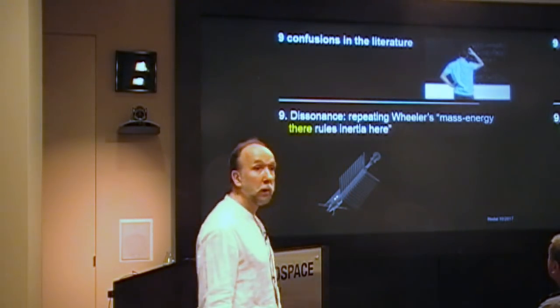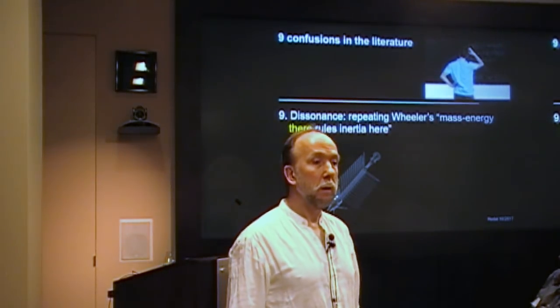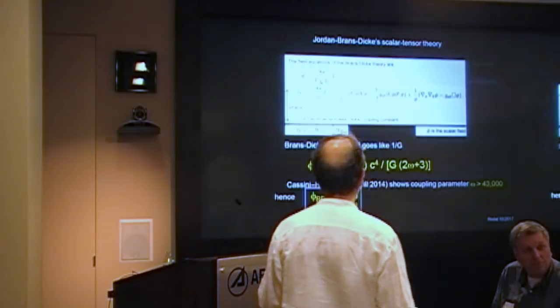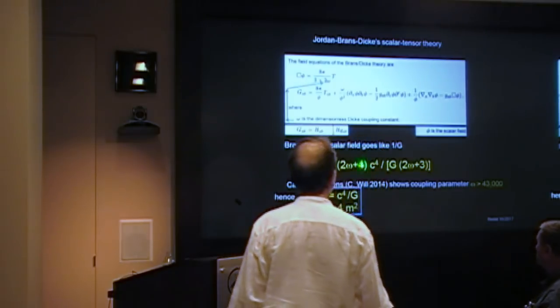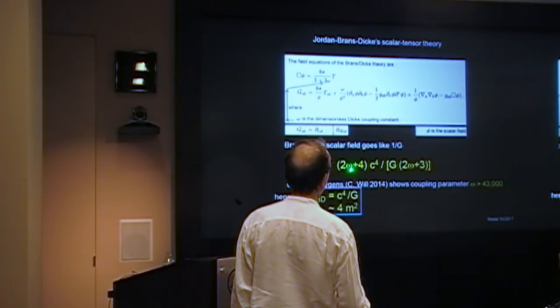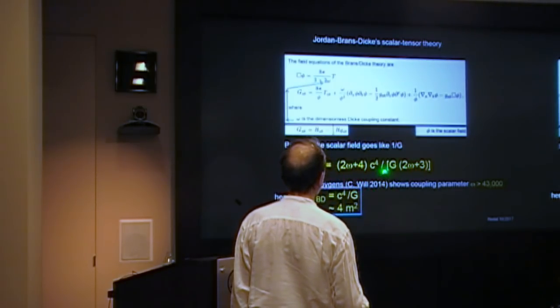What is the meaning of the sign of omega being negative? If you see here, as omega goes to infinity, then you get 4/3.